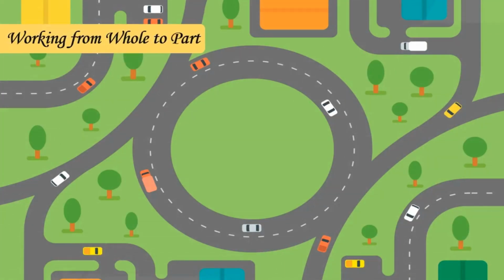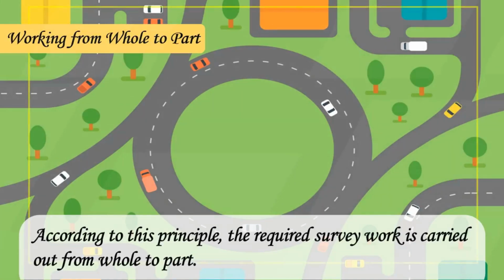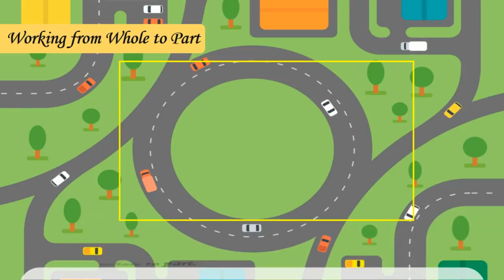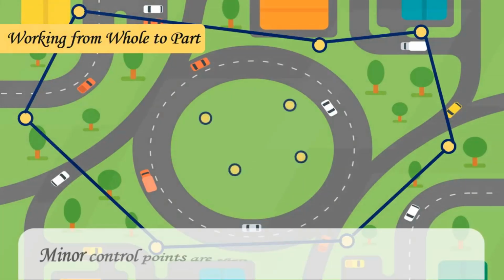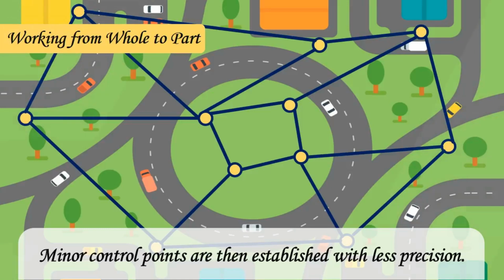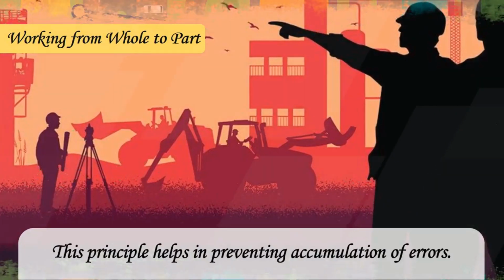Second principle is working from whole to part. According to this principle, the required survey work is carried out from whole to part. In the required area to be surveyed, the first system of control points is established with high precision. Minor control points are then established with less precision. With the help of minor control points, the details of the area are surveyed and calculated. This principle prevents accumulation of errors.